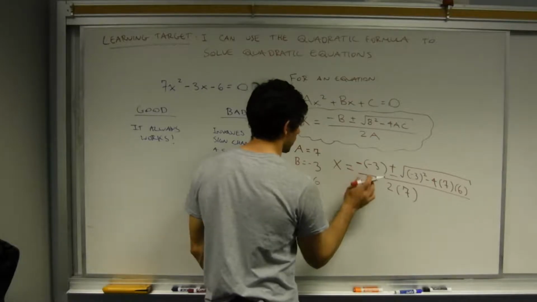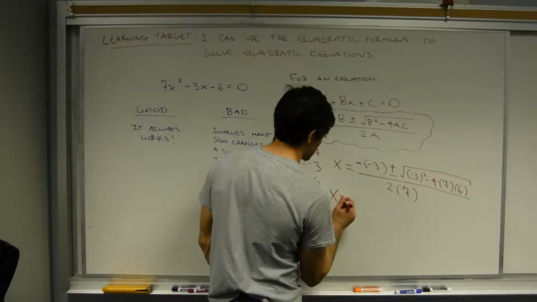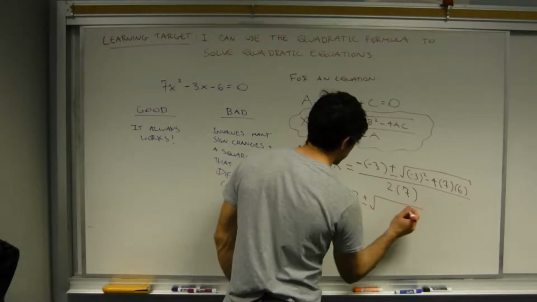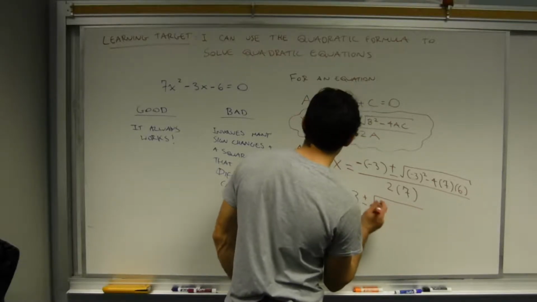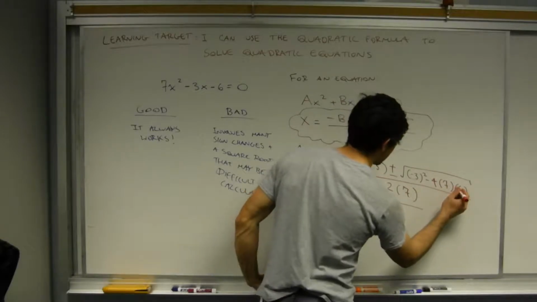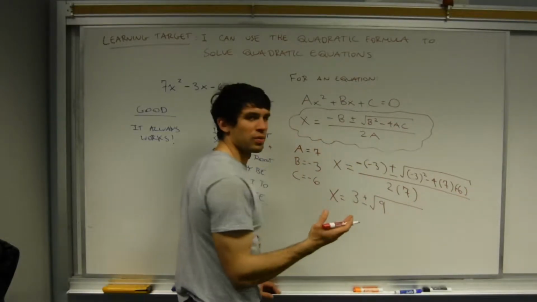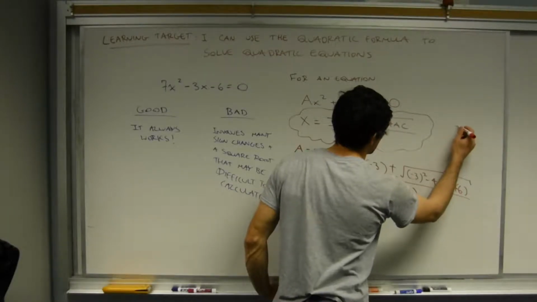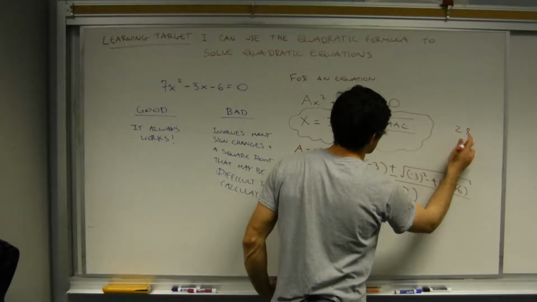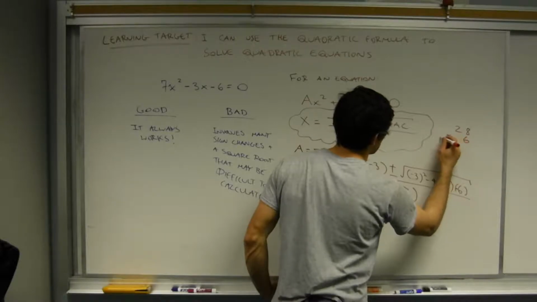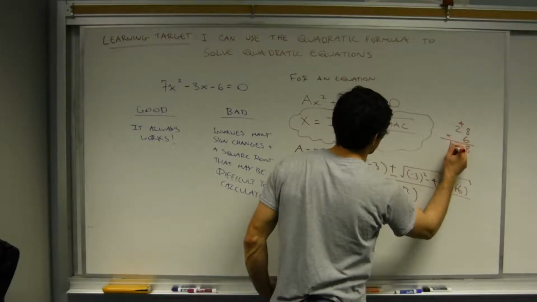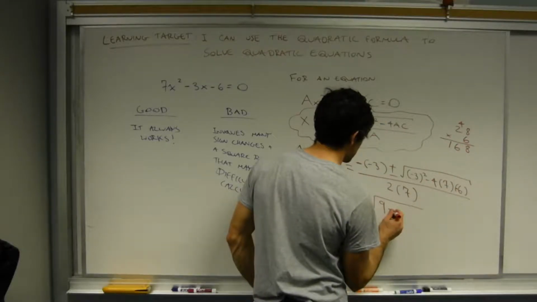And then if we simplify this, we would get x is equal to 3 plus or minus the square root of 9, or this is a negative 6 actually, see? I almost made a careless mistake already. 4 times 7 is 28, times 6 would be 168. Multiply those together, we get 9 plus 168.